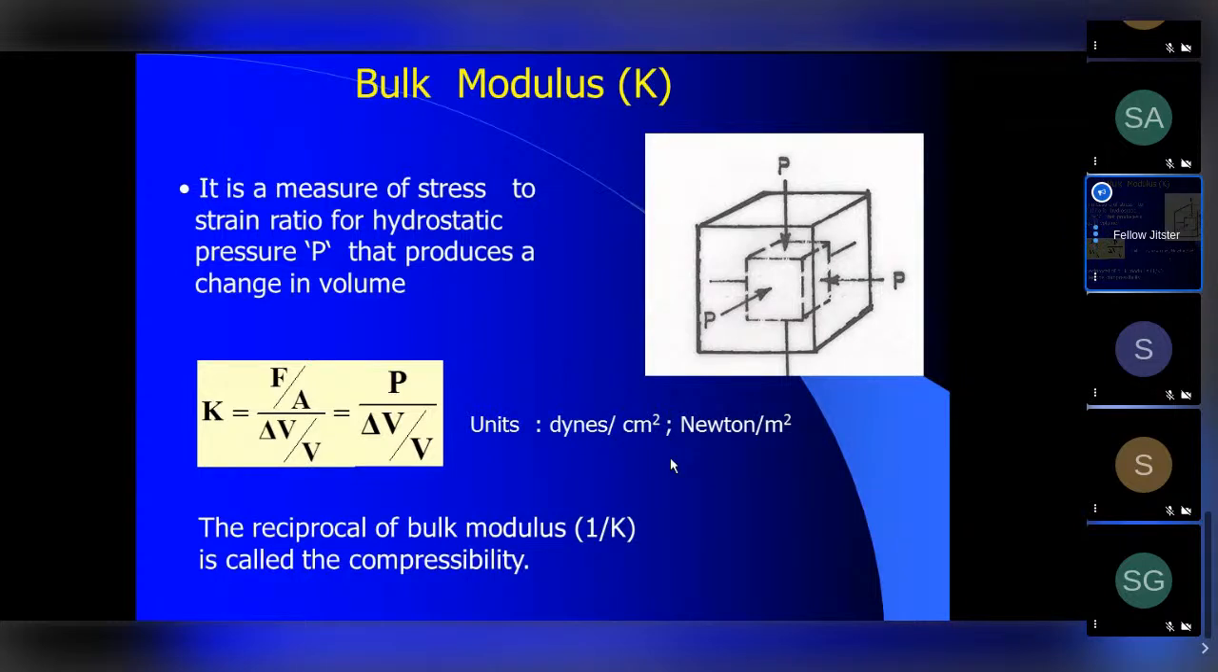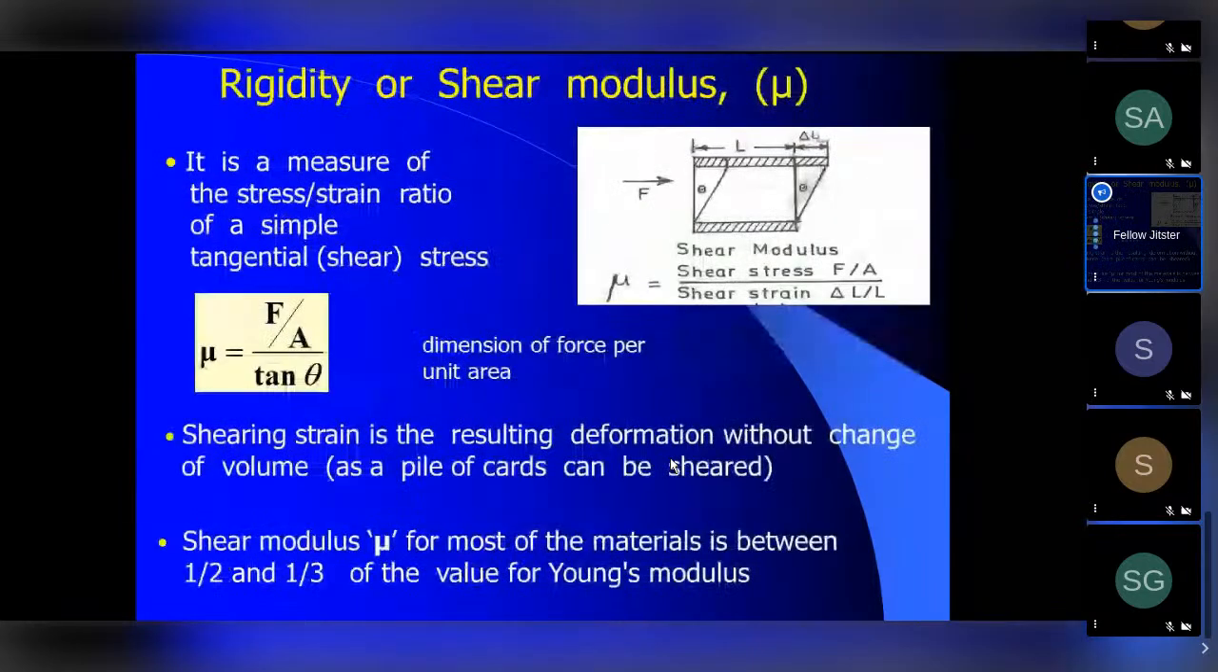It's a function of the compressibility. Is that clear to you? So it's an example of volume. Volume means it is acting in all directions. And then finally we come to the last elastic modulus, which is called rigidity or shear modulus.